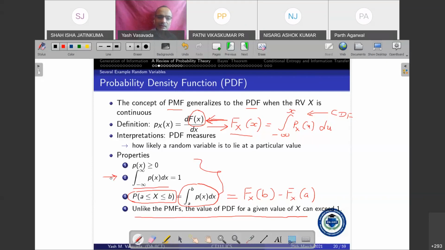But if you examine the value of PDF for a particular value of x, it can be that it is greater than 1. Why it is greater than 1, we will take one example very shortly. But the point is that what this means is that the PDF value at any particular value, P of x at any value of x, is really not the probability.